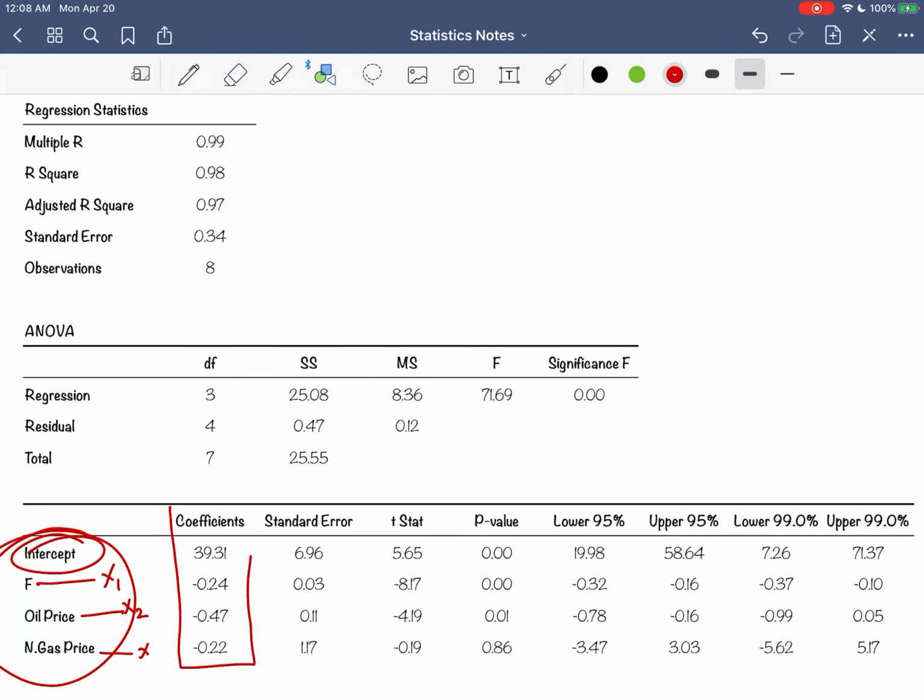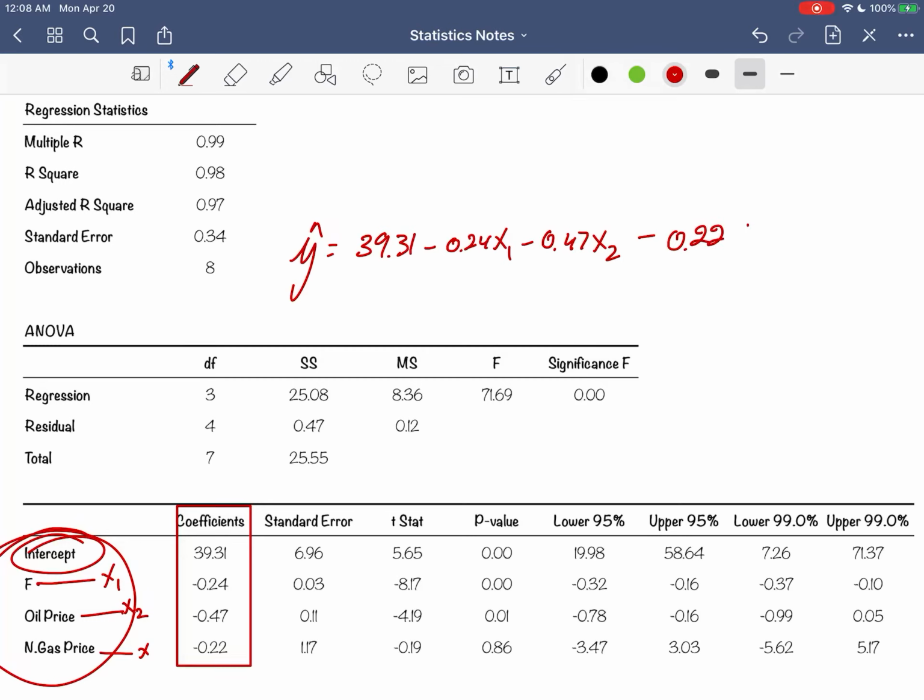Your coefficient column is essentially the answer to the question, what is the regression equation? So in this case, y hat is equal to an intercept of 39.31 minus 0.24 x1 minus 0.47 x2 minus 0.22 x3. That is your regression equation.